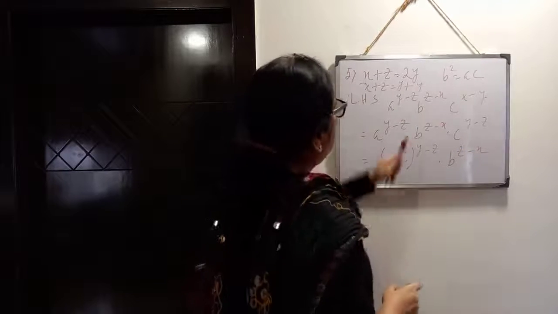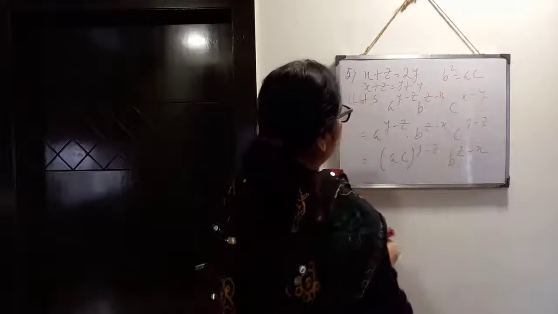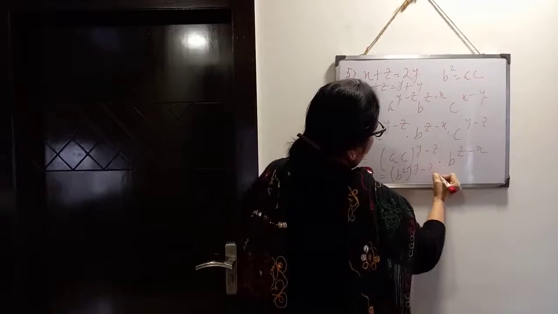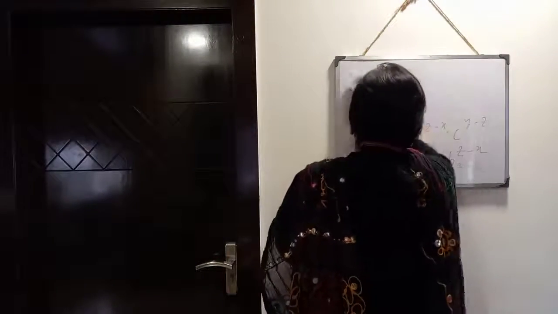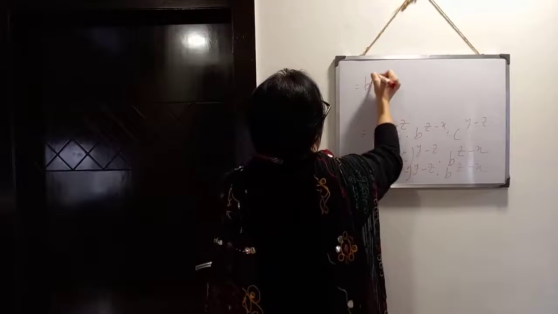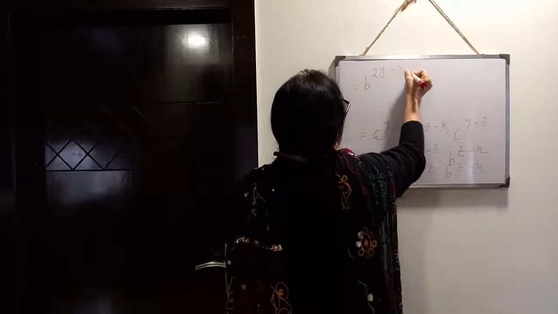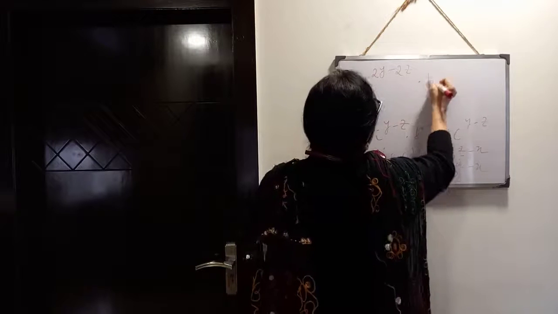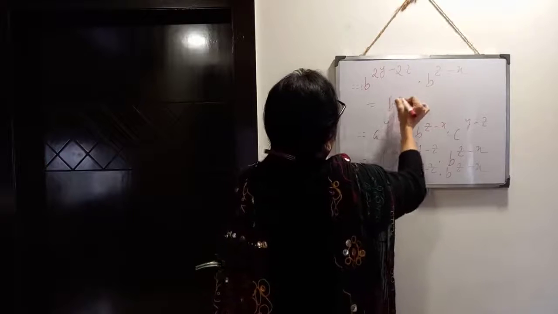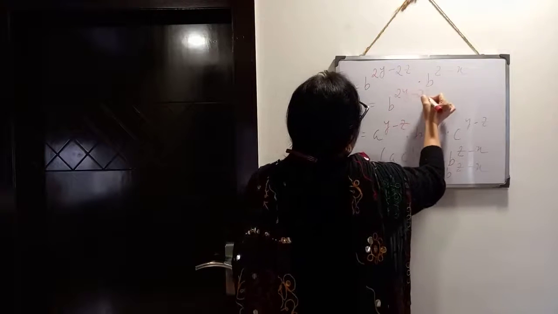Now you see, another thing is given, b square equals ac. So in place of ac we can write b square to the power y minus z into b to the power z minus x. Clear? Then we will open the bracket by multiplying. Equals b to the power 2y minus 2z into b to the power z minus x. Then same base, here the base is b, so powers will be added. 2y minus 2z plus z minus x.